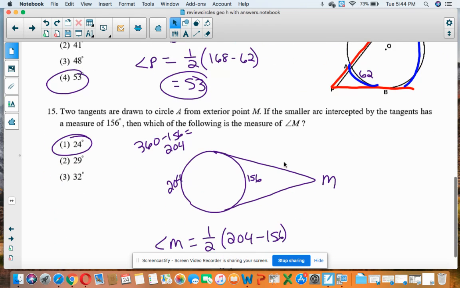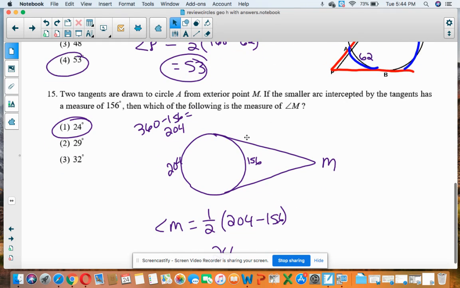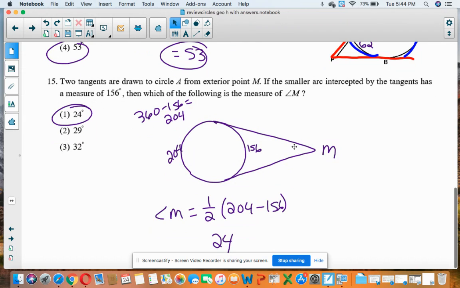Okay. Number 15. I have 2 tangents right here, and I'm trying to find angle M. Angle M is outside the circle. Anytime I have an angle outside the circle, the rule is that it's 1/2 the difference of the arcs. The problem is they didn't give me the arcs. They told me this arc is 156. I need this arc right here.